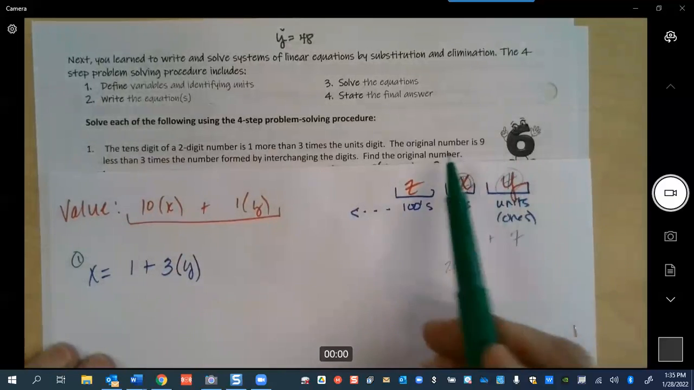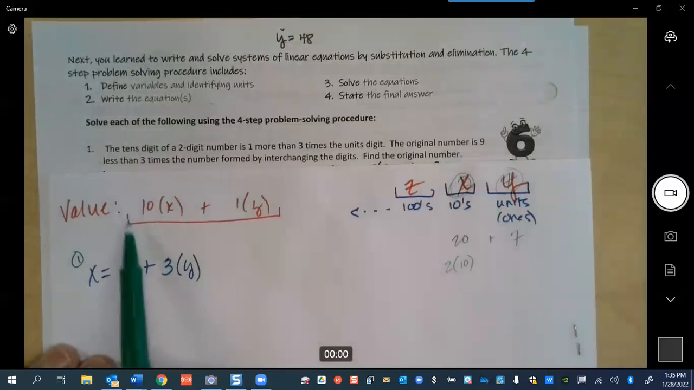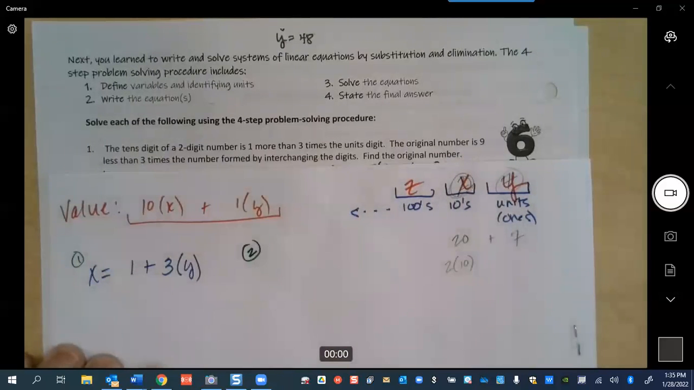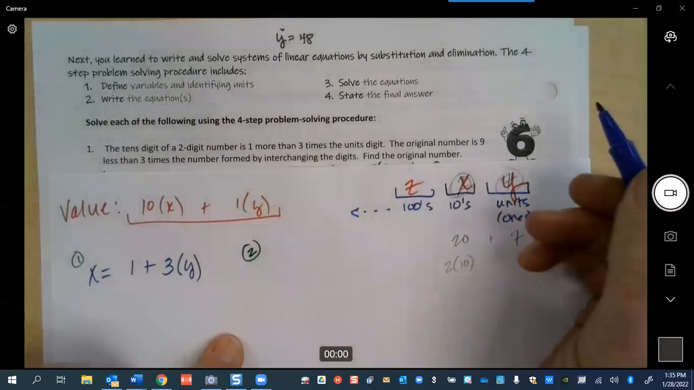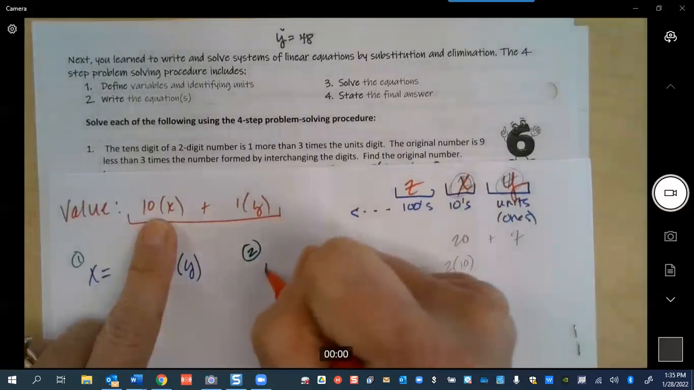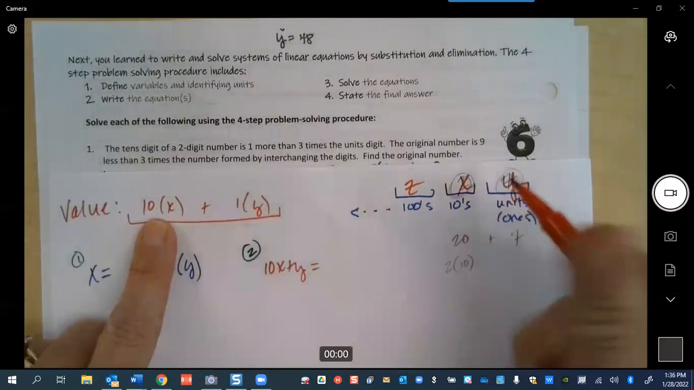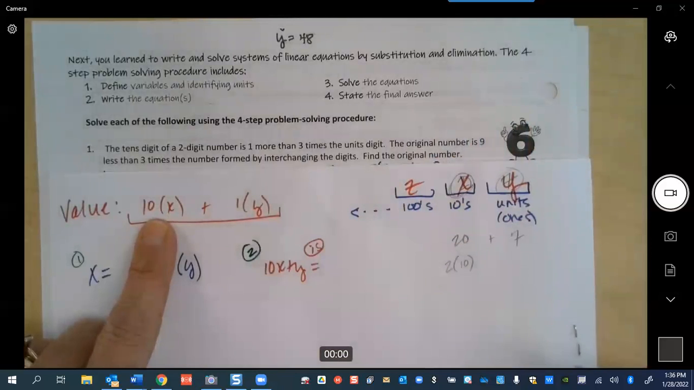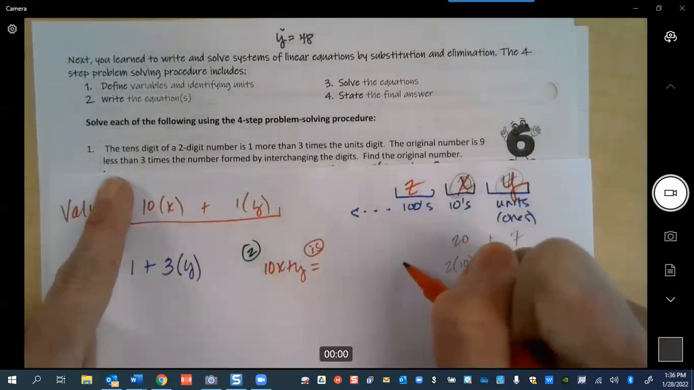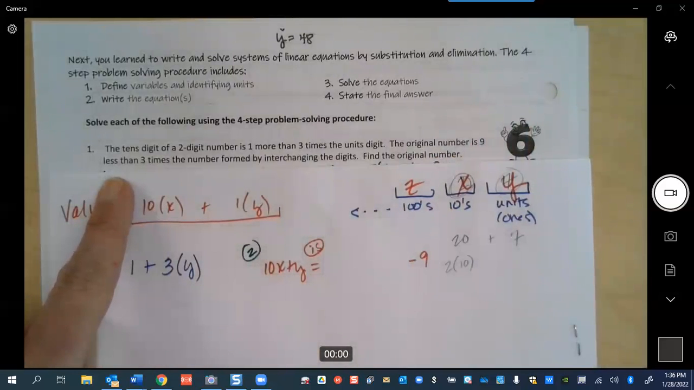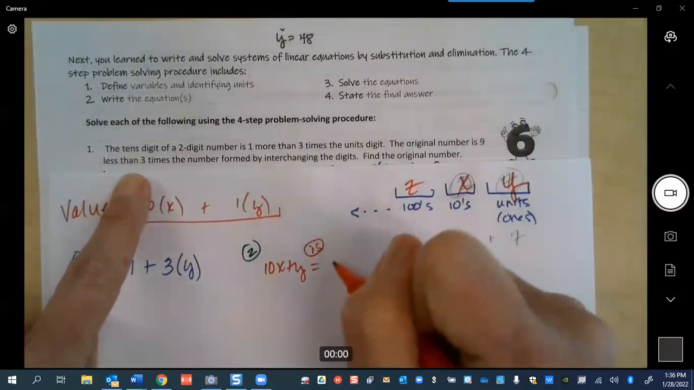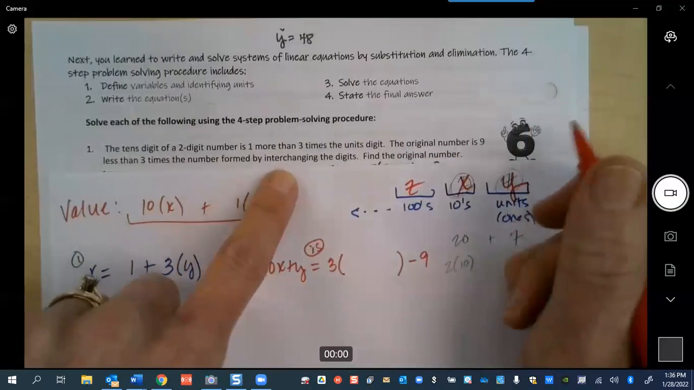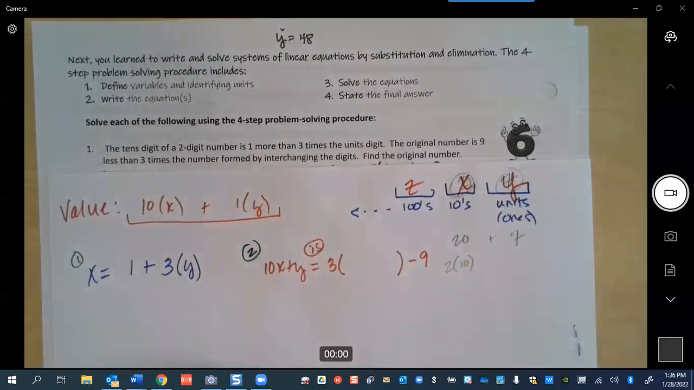As soon as I start talking about my original number, here's the value of my number. So when I go to write my second equation, it says your original number. Well, my original number is 10x plus y. So the original number is, every time you see the word is, that's your equal sign. 9 less, that's one of those ones that translates backwards. Remember that? 9 less than 3 times the value when you interchange. So if you interchange the numbers, you flip-flop.